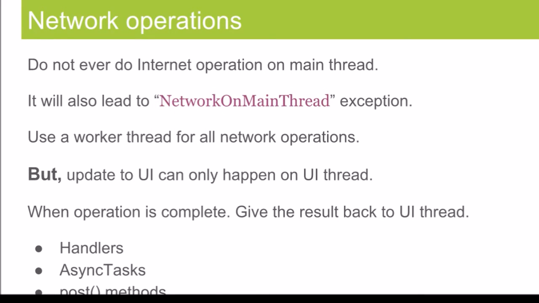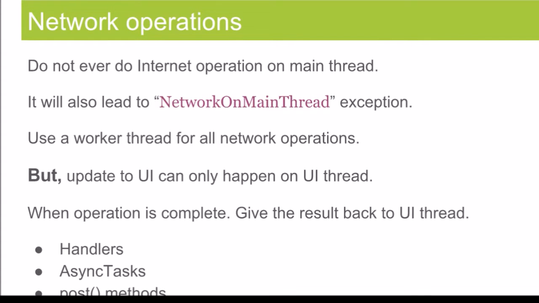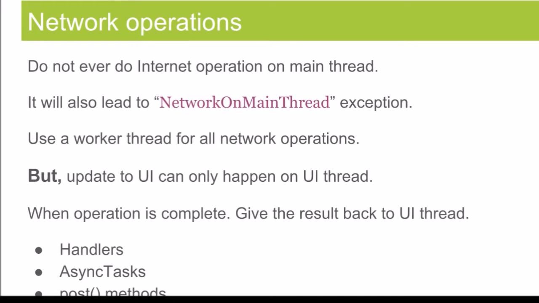Now we'll talk about handling network operations. We would not handle network operations on the UI thread. We would not ever do internet operations on the main thread, because in the latest Android versions, it will lead to a NetworkOnMainThreadException that will cause a crash in our application. We'll use a worker thread for all the network operations, like we did in our earlier example in the last class.